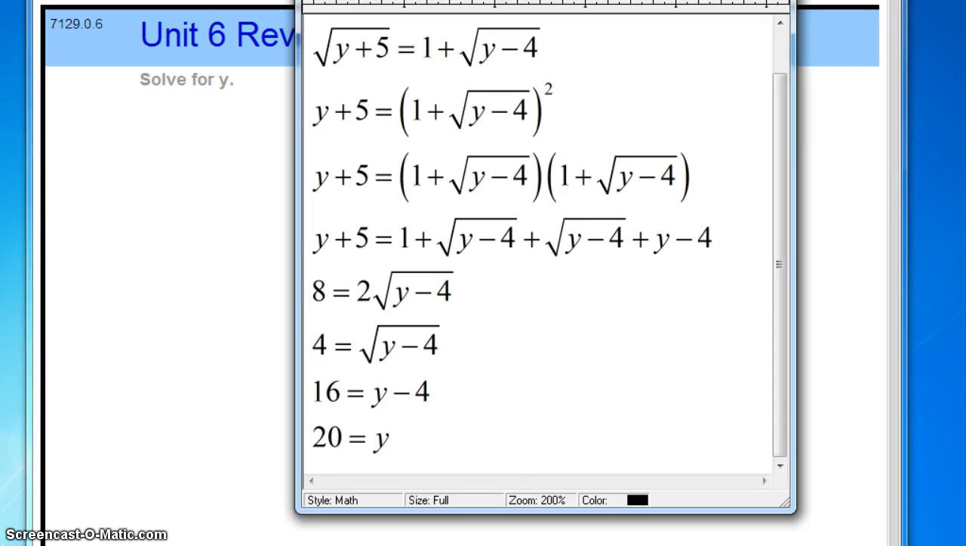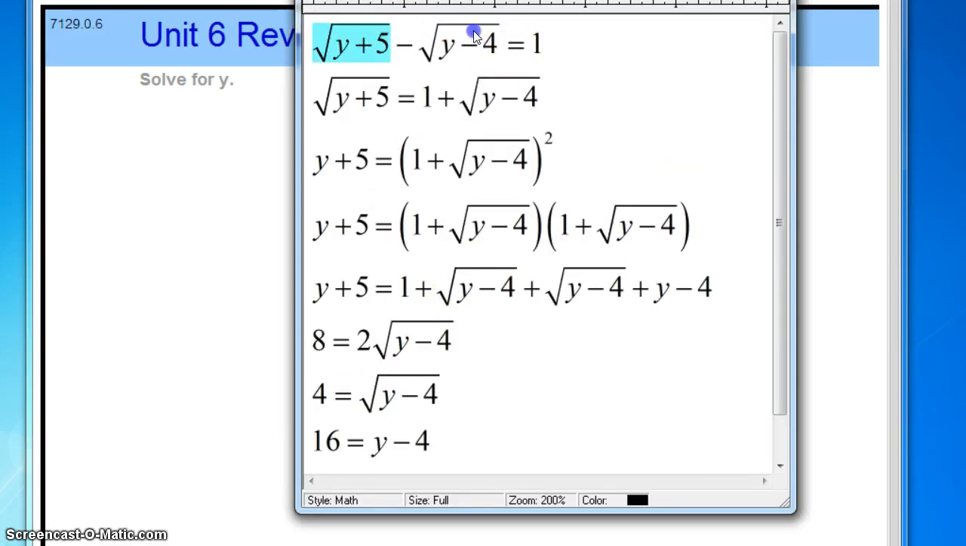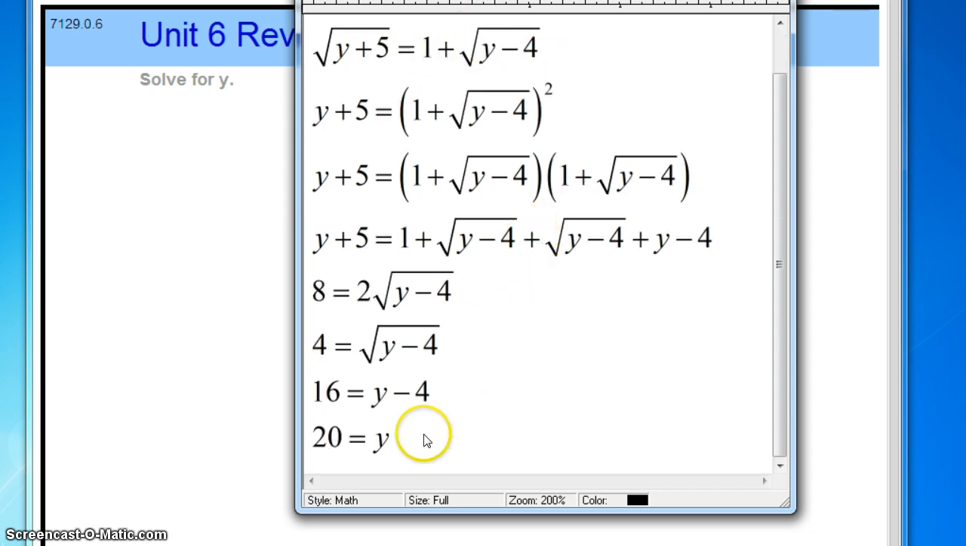And again, with square roots, you always have to check. And this looks like it will probably be okay because we're just checking in the original problem if we'd get a negative number. And you can see if y is 20, we'll never get a negative number under the square root. And that's really what you're checking for. So that's root 25 minus root 16. So root 25 is 5. Root 16 is 4. So that's 5 minus 4 equals 1. And of course, that's right. And so that's checking our answer.